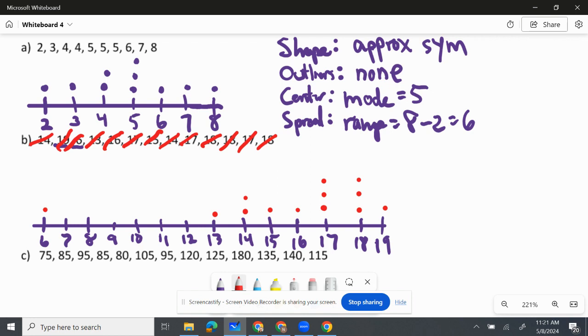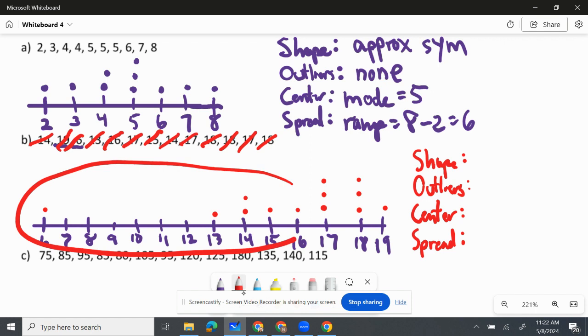So when we're describing our distribution, we have our shape, we have our outliers, we have our center, and we have our spread. So our shape is going to be skewed left because it's more spread out on the left-hand side.